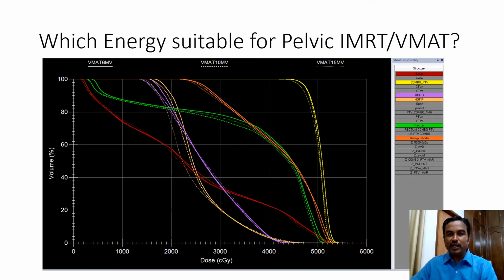So we may have to do a separate study, and there are already studies available on the internet or in the scientific journals. So it purely depends upon the institution policy, which energy they will prefer. In our institution, we prefer to use 10 MV for the pelvis patient. And in institutions where they don't have the higher energies, with 6 MV also they can perform the IMRT or VMAT for the pelvis patient. So this slide may give you a clear picture about the selection of photon beam energy for the pelvis irradiation.